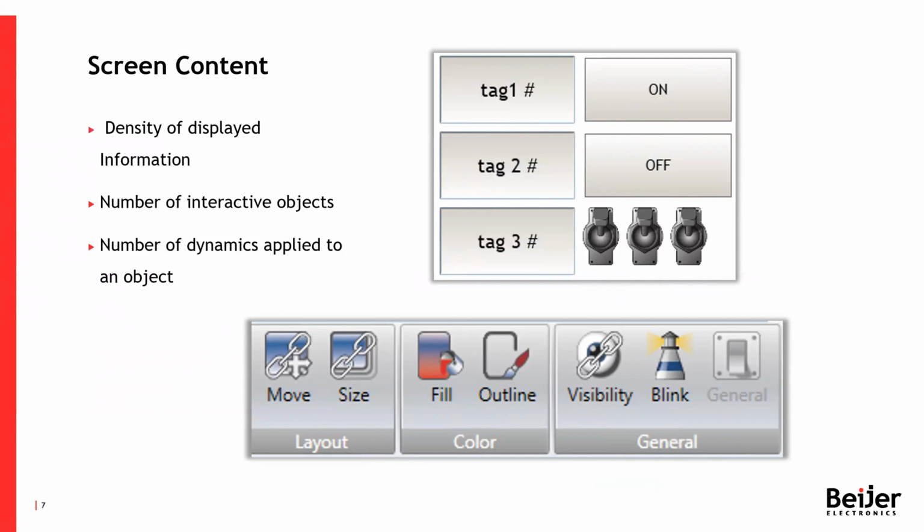Now, on the screen content, if you have an object that you have dynamics to, does that object need to represent multiple different ways of the same value? All right, so you can see here that I have an object that has a move, a size, and a visibility dynamic all associated. Some of these are going to be redundant.